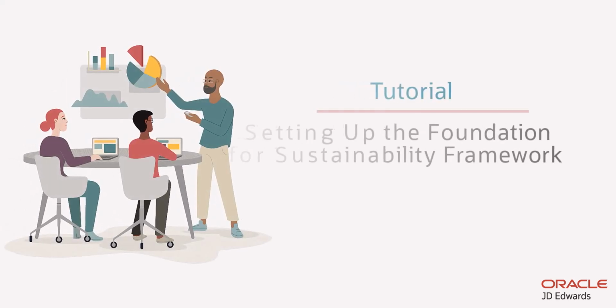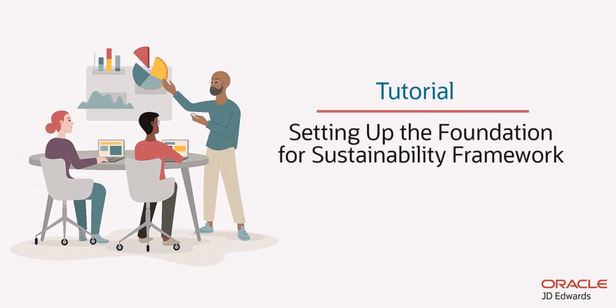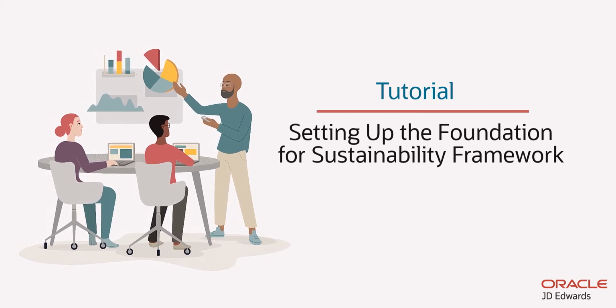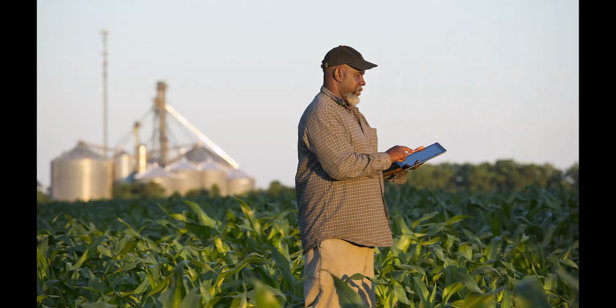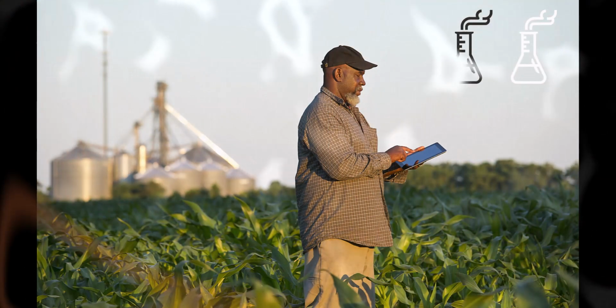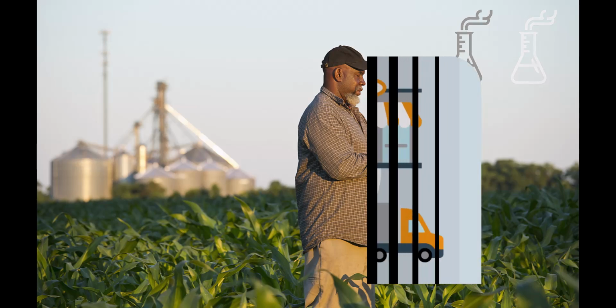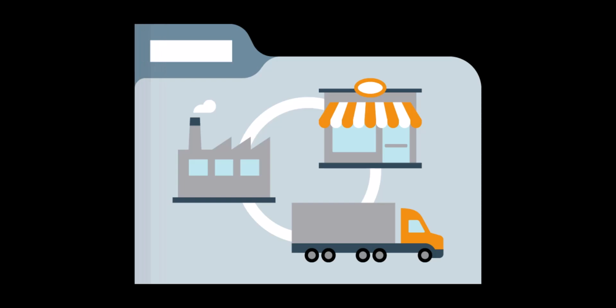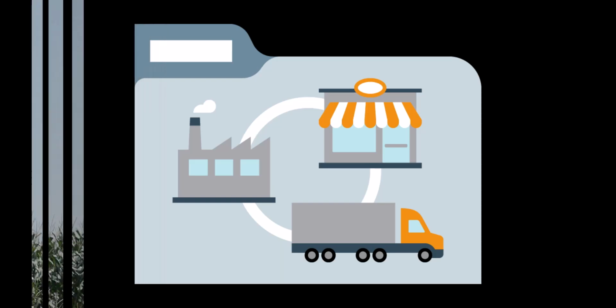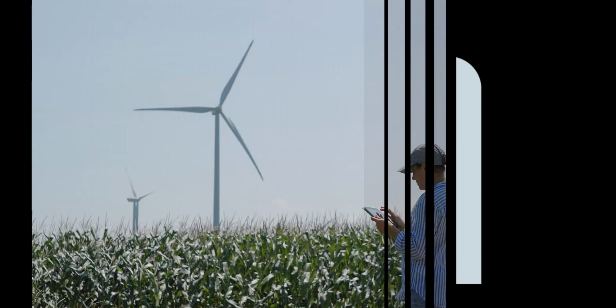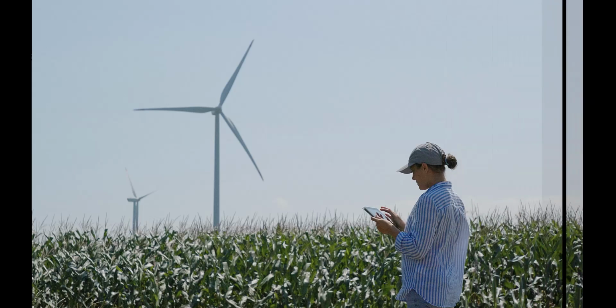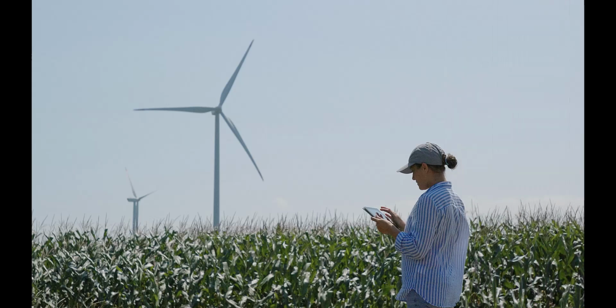Welcome to the tutorial to set up the foundation for sustainability framework. Your petrochemical company produces essential chemicals such as ammonia and ethylene. You are committed to reducing your environmental footprint that occurs during the production, storage, and transport of these petrochemical products. So, you are going to record your environmental data in order to report it and subsequently act upon it. Let's go through the setup in the system that you need for this purpose.